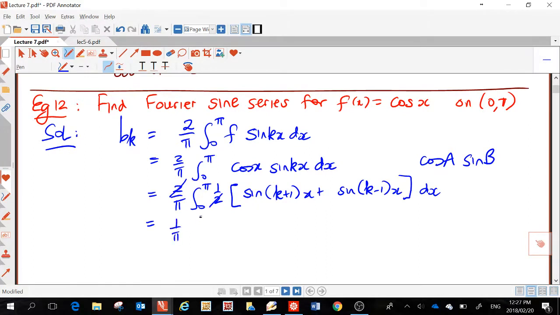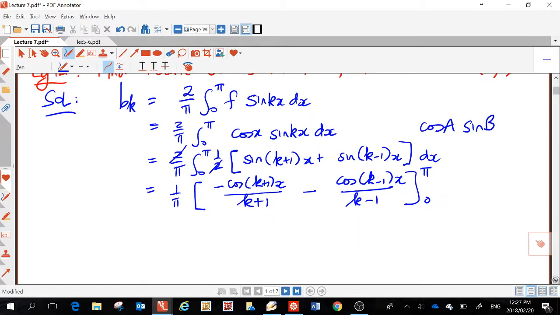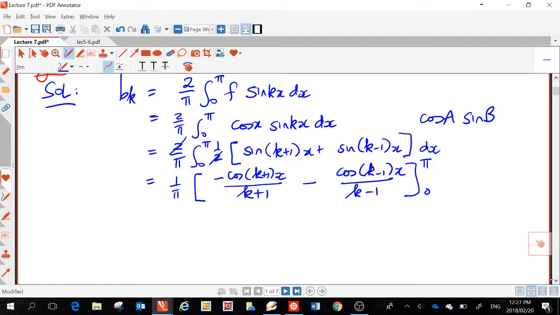Just 1 over pi. Integrate sine of k plus 1 x, which will be minus cos of k plus 1 x over k plus 1. Same here, minus cos of k minus 1 x over k minus 1. The limits are from 0 to pi. So now let's plug in the stuff we need. It's 1 over pi. I think we should just take out the minus here to make life a little easier for us as we go along.